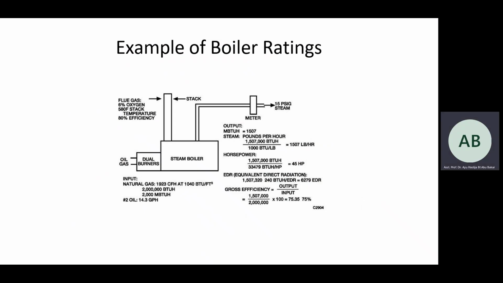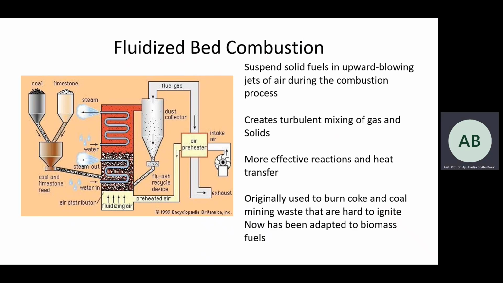Okay, this one you can read through for your own understanding. Now, fluidized bed combustion. We have a few types of combustion. Fluidized bed combustion is where we have fluidizing air pass through the raw material. In this case, we have coal and limestone as the feed. Air is supplied from the bottom, fluidized through the combustion chamber, and the energy created will heat up the water. So here the main purpose is to heat up the water to generate the superheated steam.